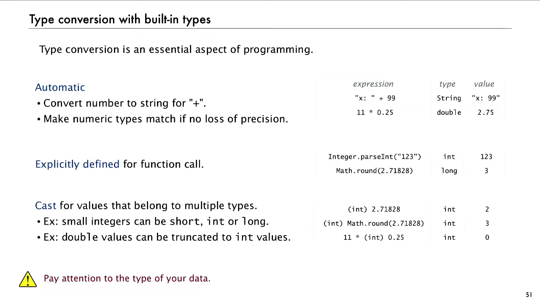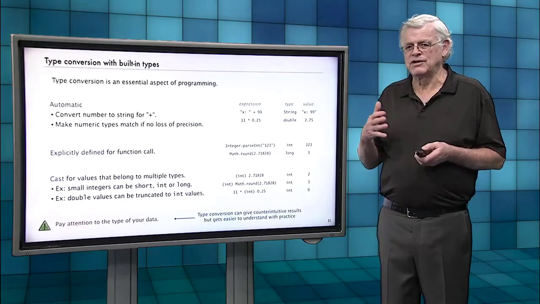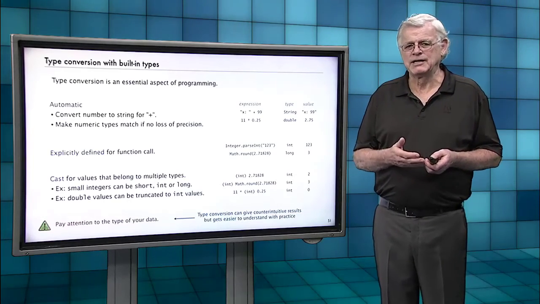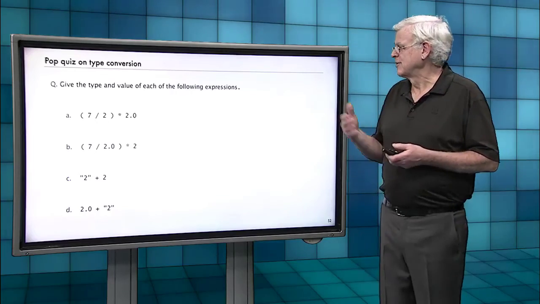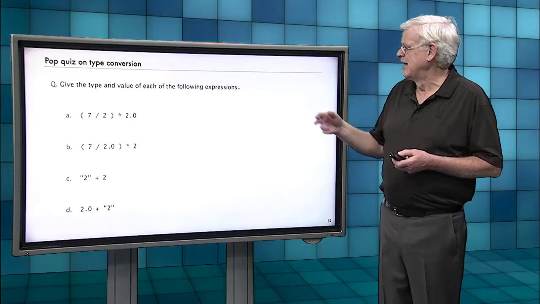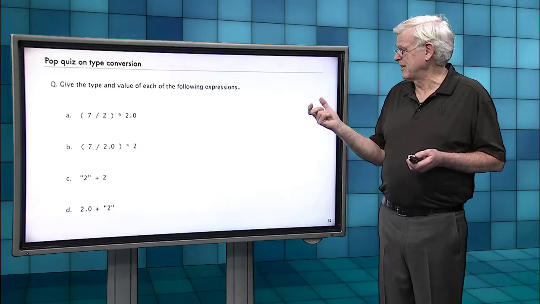And we look at these types of expressions, and there's many examples in the book and in the exercises, and it's important to always know the type of your data, because if you're not aware of the type of data, it can lead to problems. Sometimes type conversion gives sort of counterintuitive results, but it's much easier to understand with some practice, and that's why we highlight it right at the beginning. So here's just a couple of questions that, again, you might find on a quiz. 7/2 times 2.0. So what's the type of that, and what's the value?